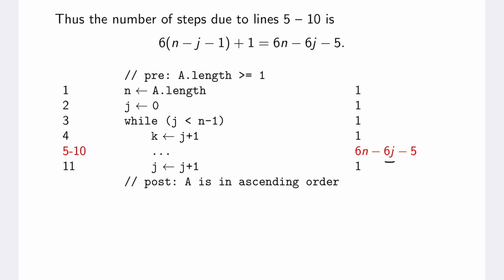Right now, our cost function has a j in it, but that's going to be the loop counter variable for the outer loop, and that should disappear when you're writing the summation, or when you're simplifying the summation. In the end, your cost function should only depend on the input, not any variable that's manipulated inside of the program. So it should just have n's in it, not j's.